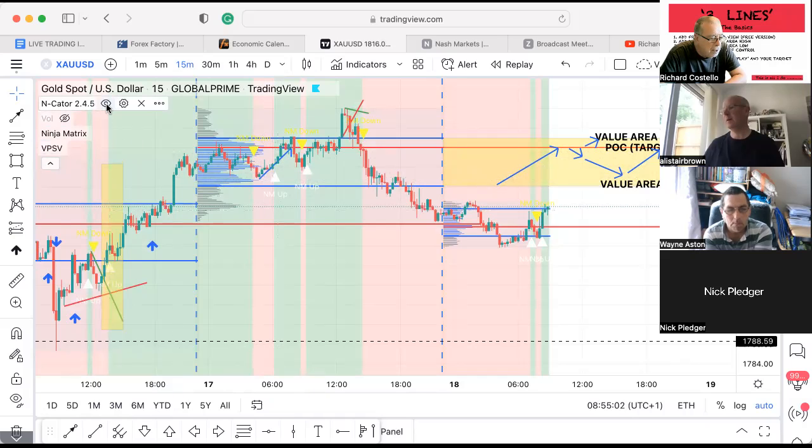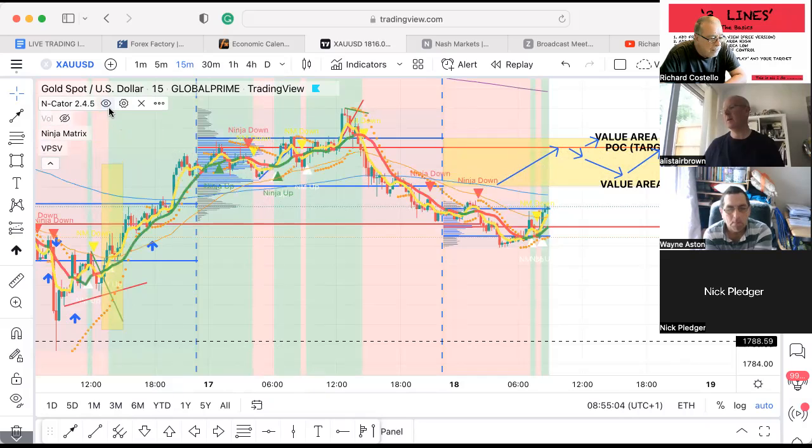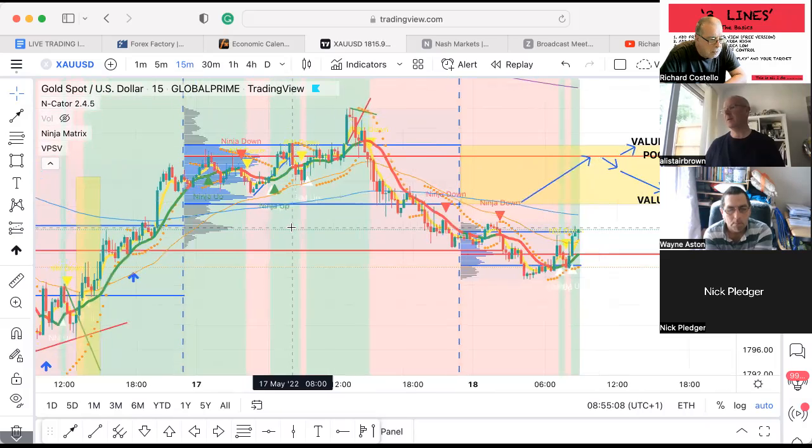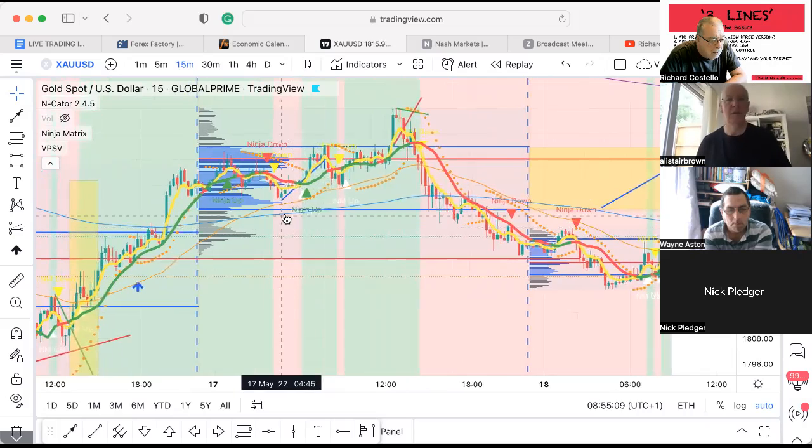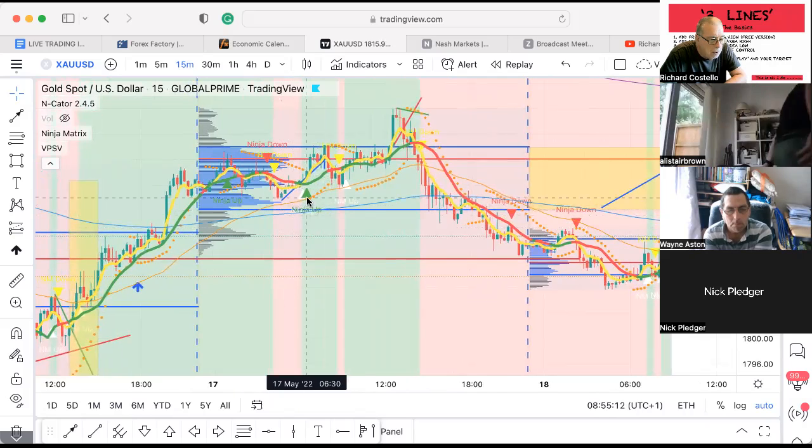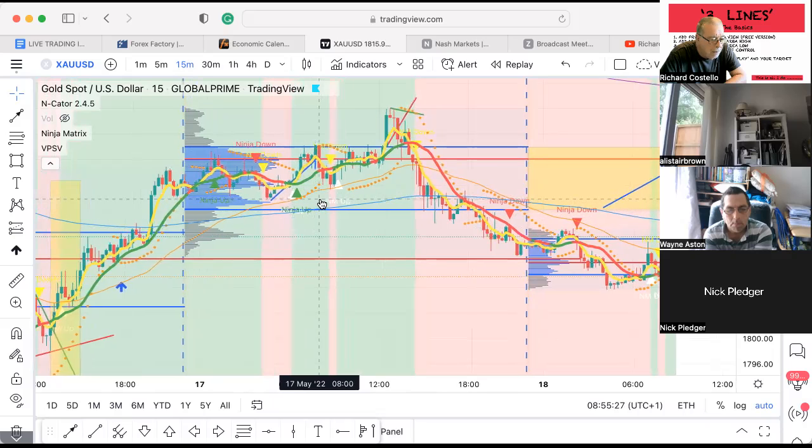The second thing I'm looking for is the Ninjacator. And as you can see, the ninja up occurred slightly after the Ninja Matrix. So we've got a Ninja Matrix and a Ninjacator, both showing a potential buy.